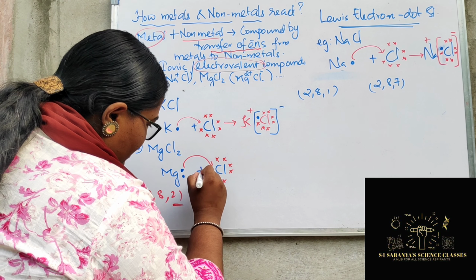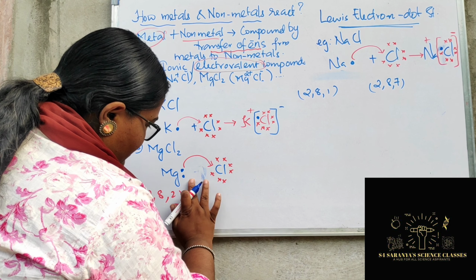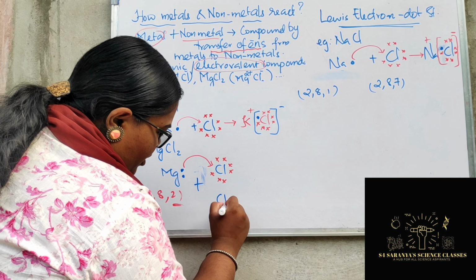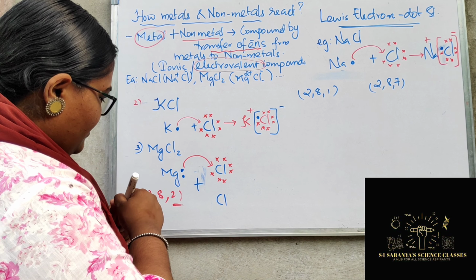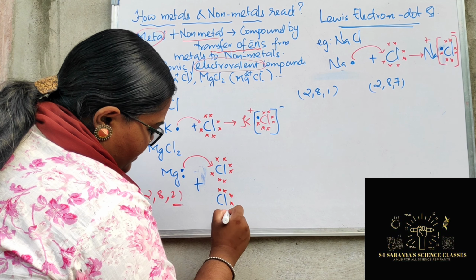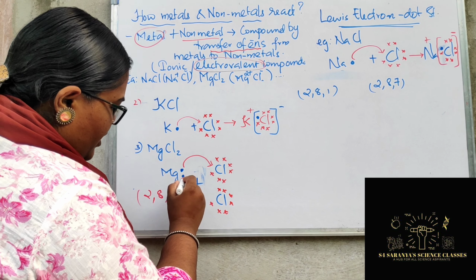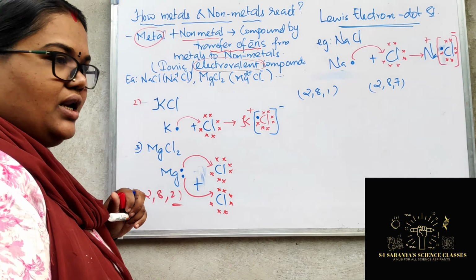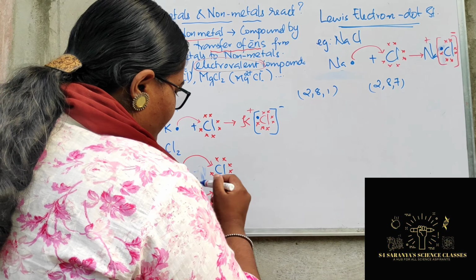That means here I will put it in the center. Chlorine once again, you can see that. 1, 2, 3, 4, 5, 6, 7. So this electron will be given here to this chlorine. Now what will be the compound making?